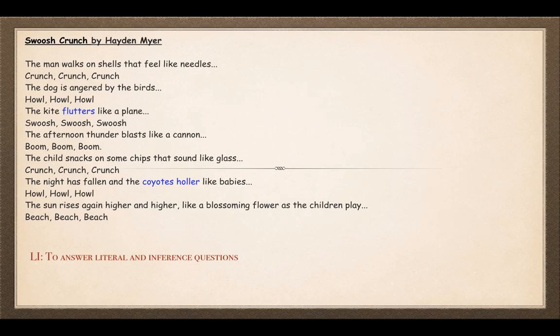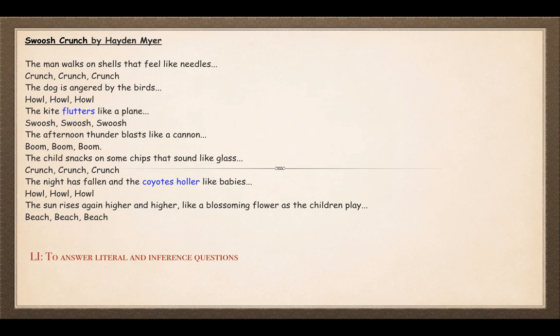So we've got the second half of Swoosh Crunch, and I'll read it very quickly. The man walks on shells that feel like needles. Crunch, crunch, crunch. The dog is angered by the birds. Howl, howl, howl. The kite flutters like a plane. Swoosh, swoosh, swoosh. The afternoon thunder blasts like a cannon.